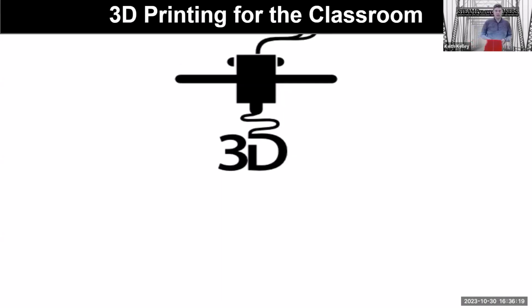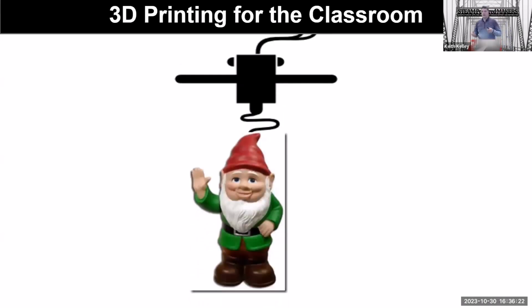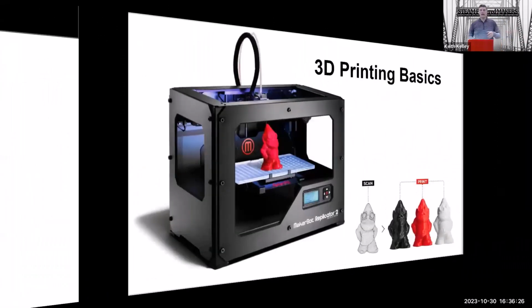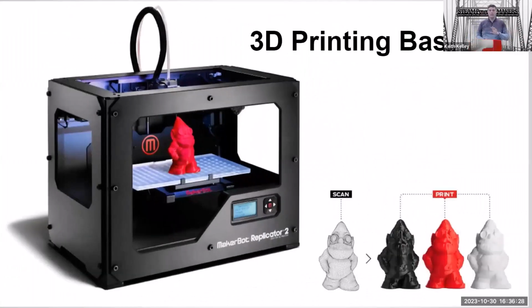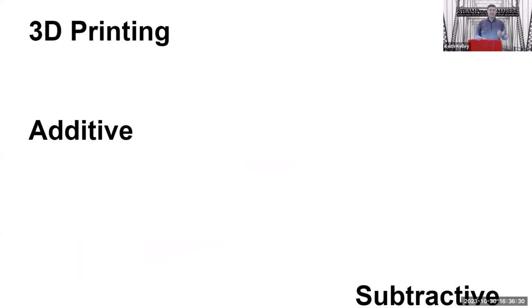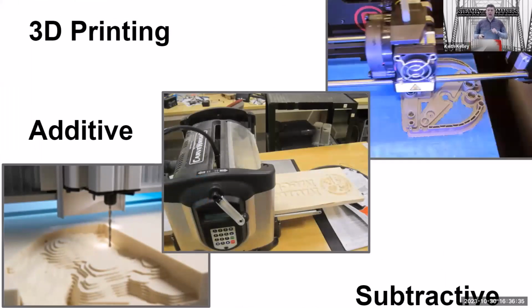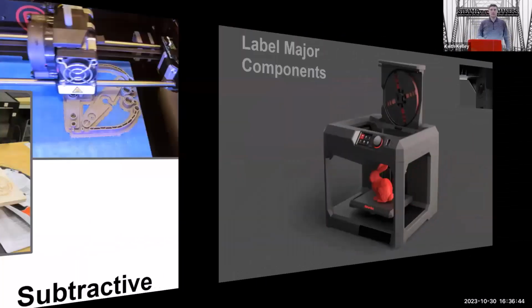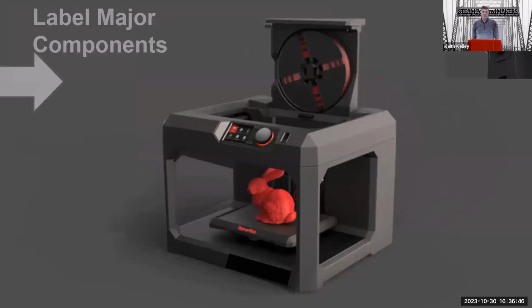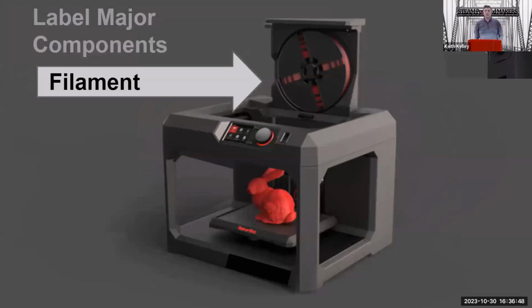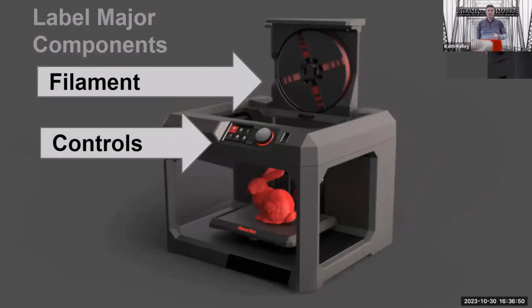Now, 3D printing in the classroom, I have to teach them the basics of how to take an object and how to print it. So the 3D printing basics that I do with them, I teach them additive printing and subtractive printing. Additive is where you add material, subtractive is where you cut it out. And this also goes later on to CNC and laser, that type of stuff. We go over the major parts of the printer. We talk about filament, where it goes, how you load it, the controls.